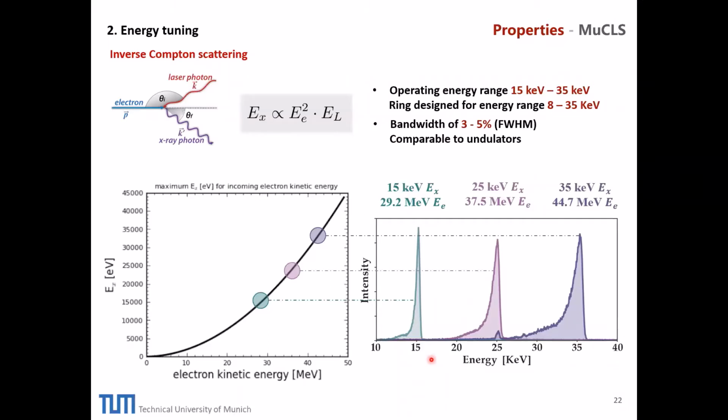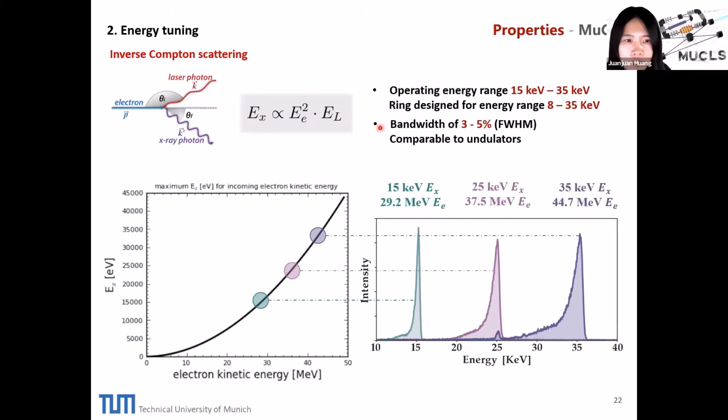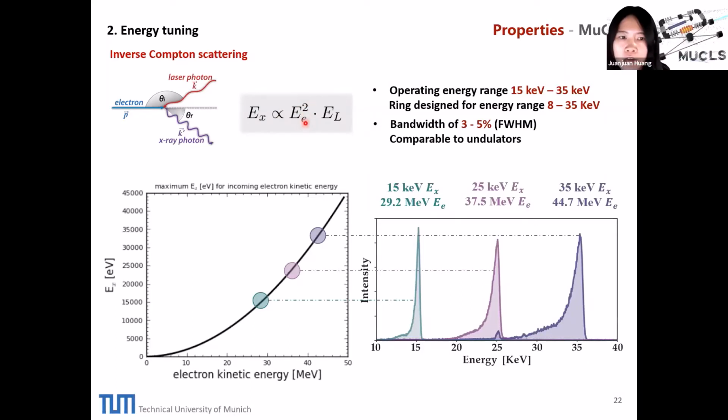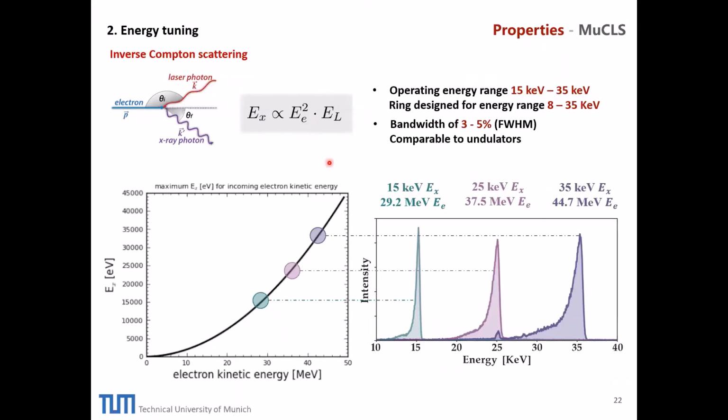Yeah, for tuning, if you see this equation, you can tune X-ray energy either by tuning electron energy or laser energy. But in our case, because we are using an infrared laser, it's proportional to the square of electron energy. So we tune it by changing electron energy, and we keep the laser wavelength fixed, so we don't change the laser.